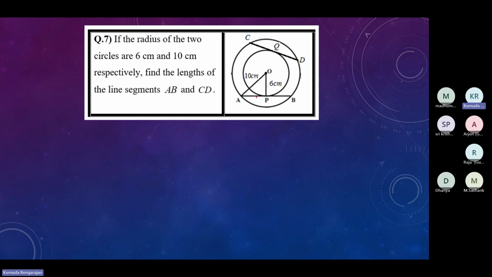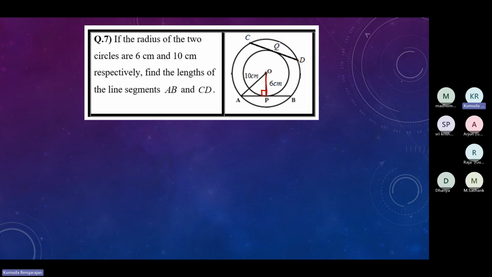So here you can find by Pythagoras theorem, this is 8, so this is 8. So AB is 16. Now, OP is the perpendicular distance of the chord AB from the center.